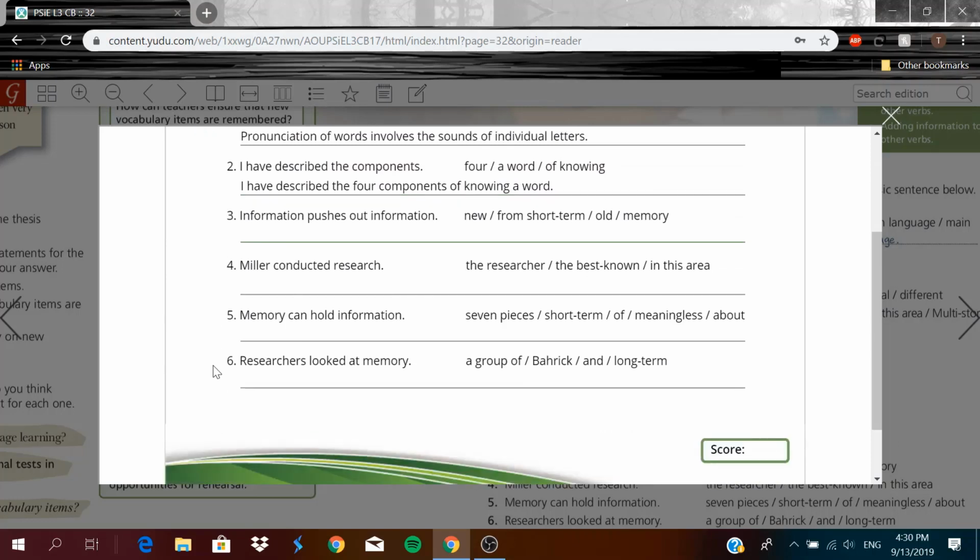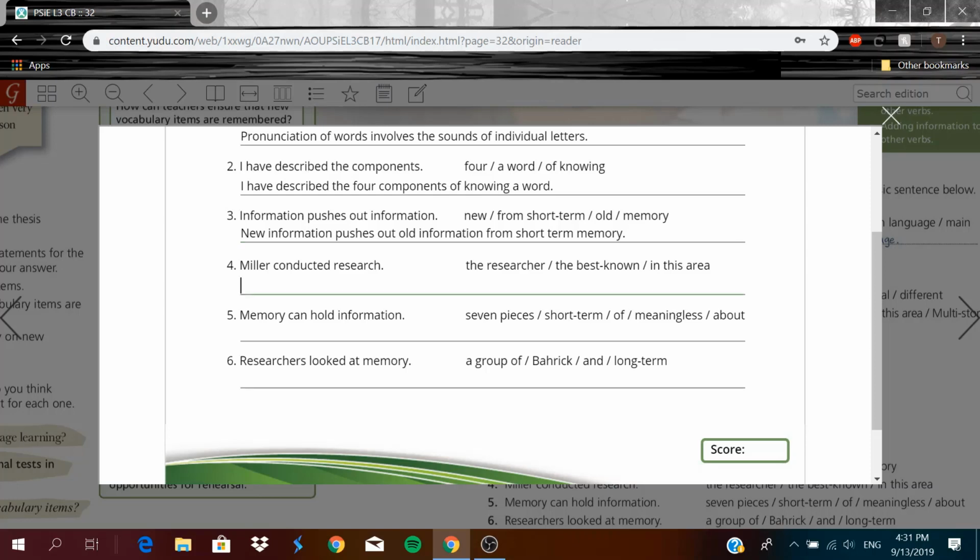And then we have 3. Information pushes out information. New from short term, old in memory. We'll say new information pushes out old information from short-term memory. Okay, so new information pushes out old information from short-term memory.